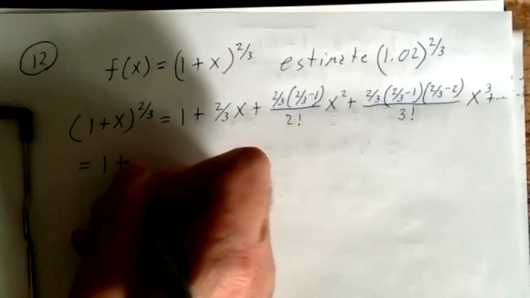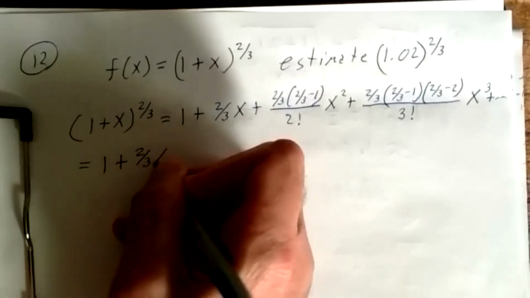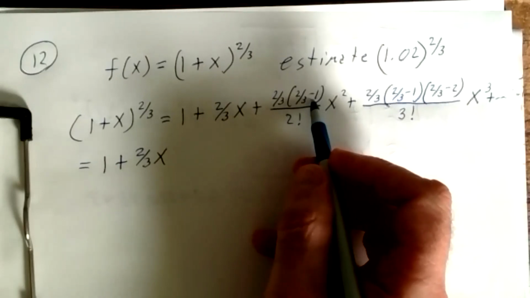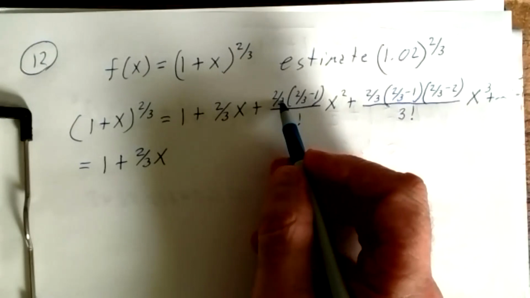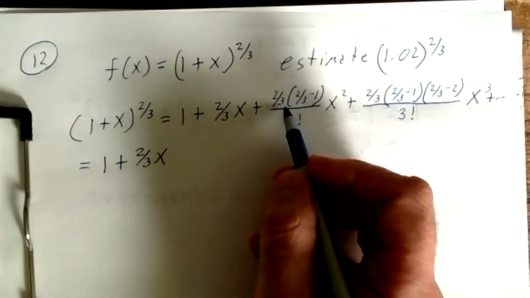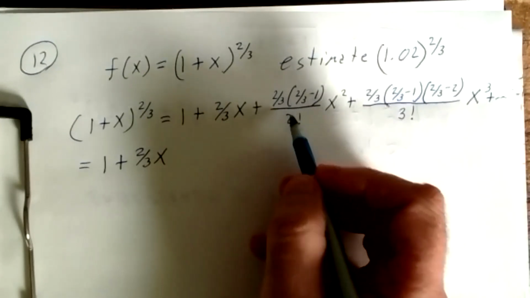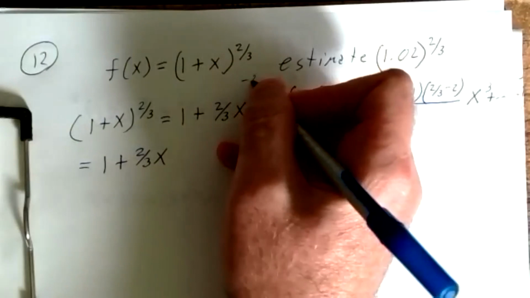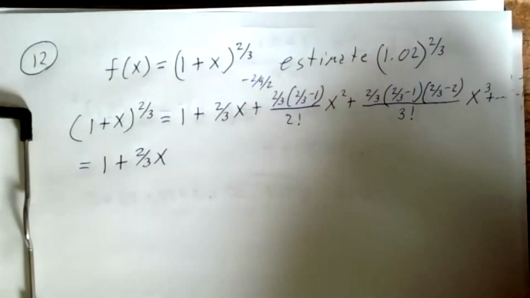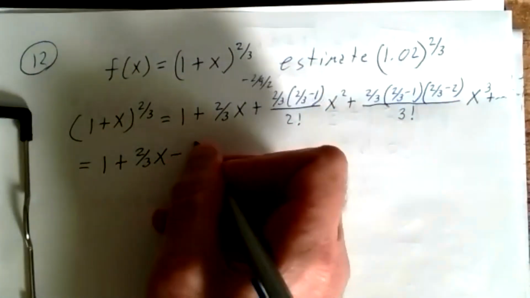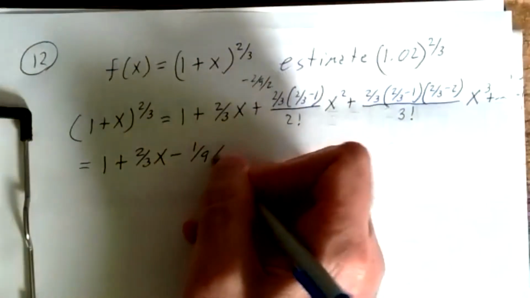So we've got 1 plus 2/3 x, and this is 2/3 times (2/3 minus 1). 2/3 minus 1 is 2/3 minus 3/3, which is negative 1/3. Negative 1/3 multiplied by 2/3 is negative 2/9. And negative 2/9 divided by 2, because 2 factorial is 2, is going to be negative 1/9. Do you agree? Negative 1/9. So all this becomes minus 1/9 times x squared.